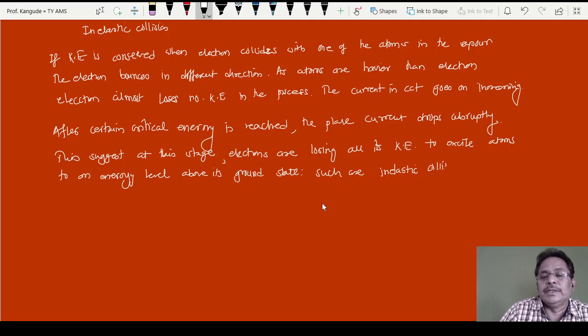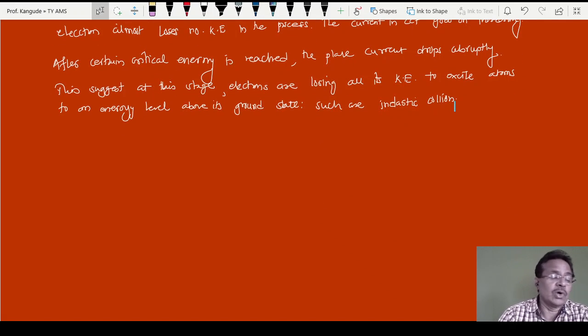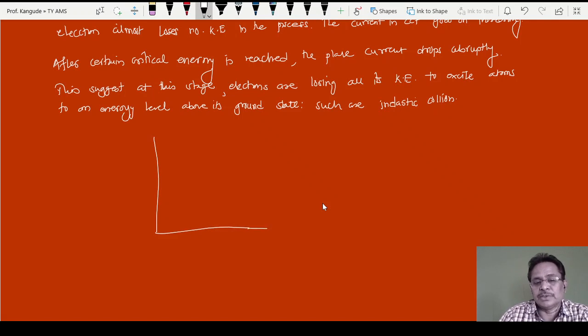So in these collisions, almost all the kinetic energy of the electron is lost, and these electrons are now not able to reach the plate, and therefore the plate current against this accelerating potential goes on decreasing very abruptly. And that is what, if I draw this particular diagram, again a rough diagram here, shows you a very interesting picture.